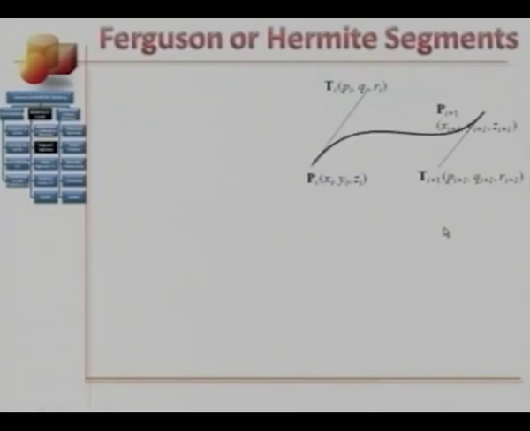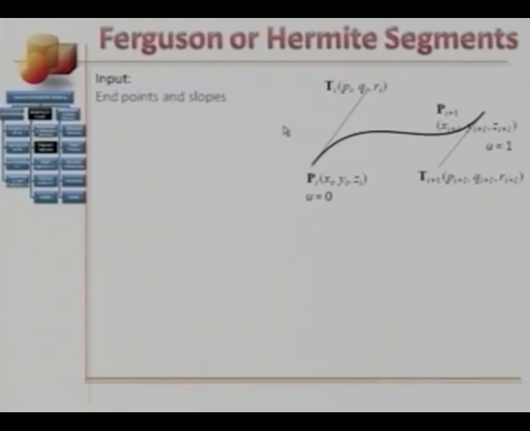A typical Ferguson or Hermite segment will look like this. It would pass through these data points, and these slopes will be tangent to the curve at the endpoints. At point pi, the parameter value u is 0, and at point pi plus 1, u equals 1. All the points on this curve will be for different values of u in between 0 and 1.